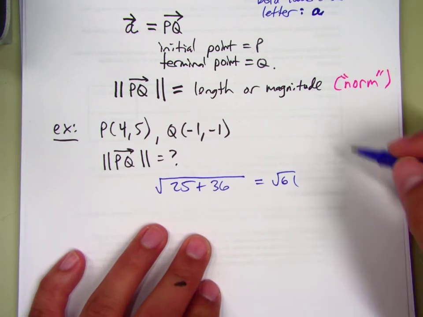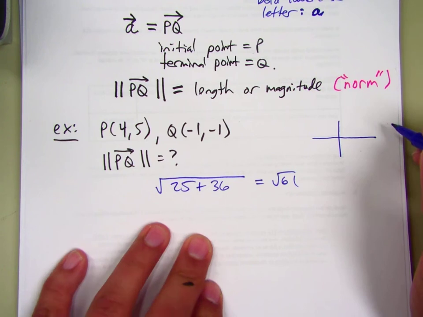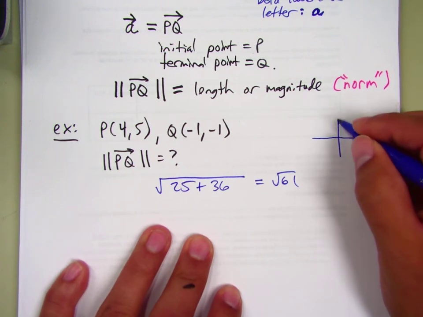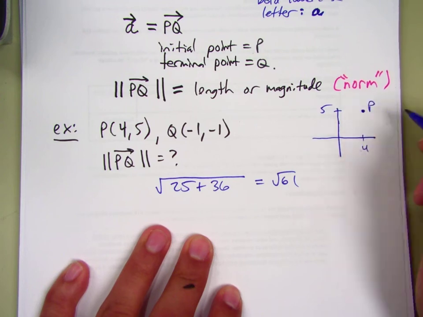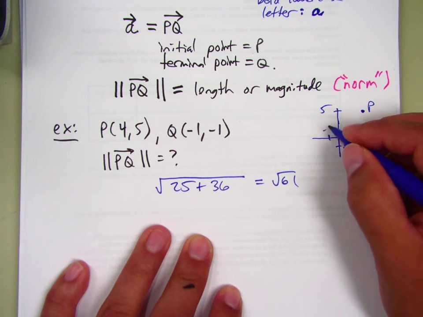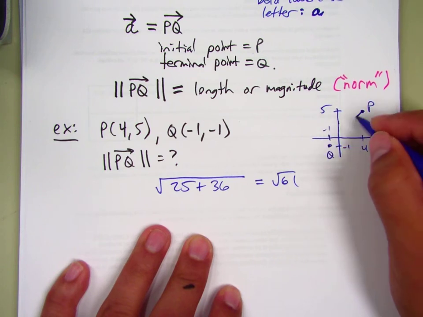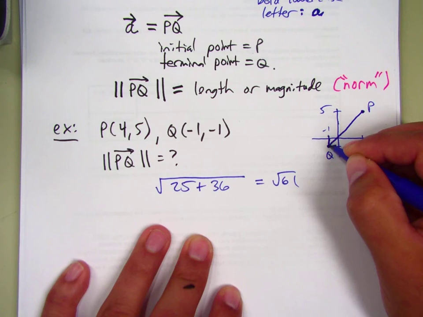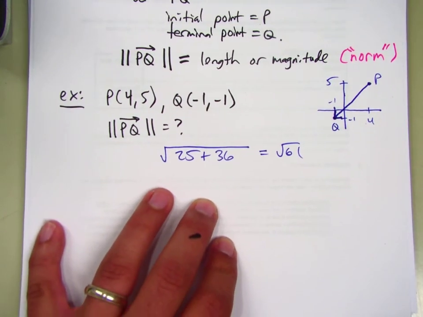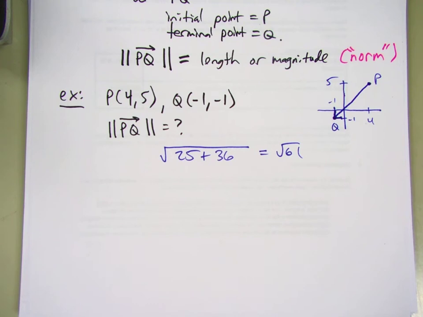Okay. And if you graphed it, 4, 5. Here's P, -1, -1. Here's Q. That's it right there. Okay? Nothing fancy. Questions so far? Okay. Some important concepts.